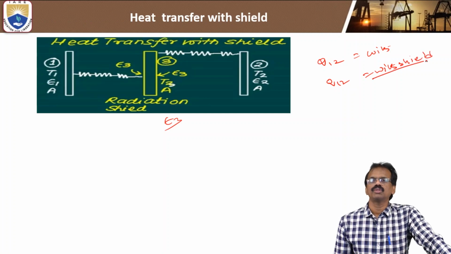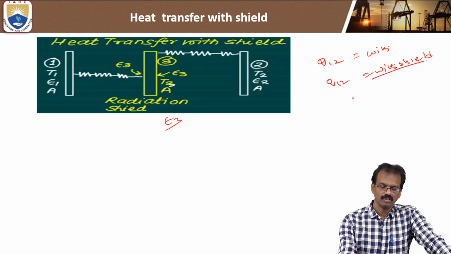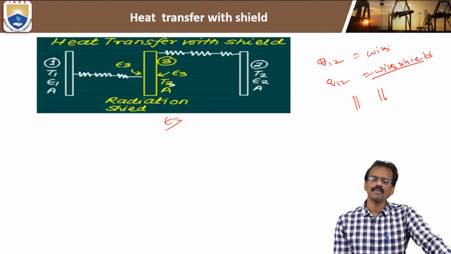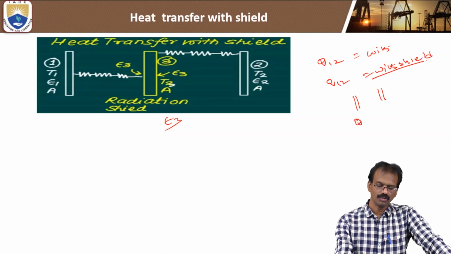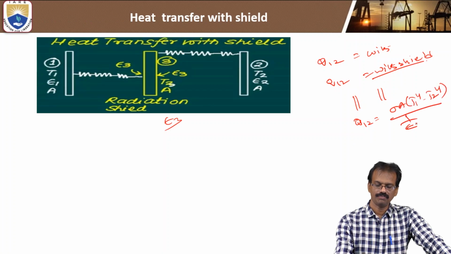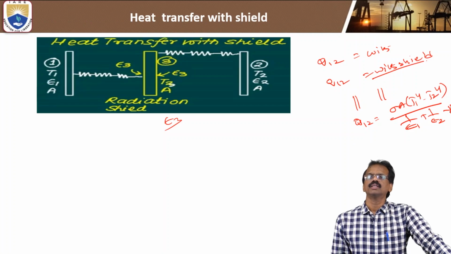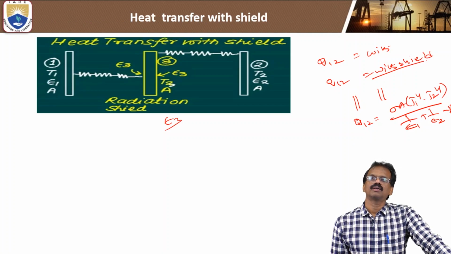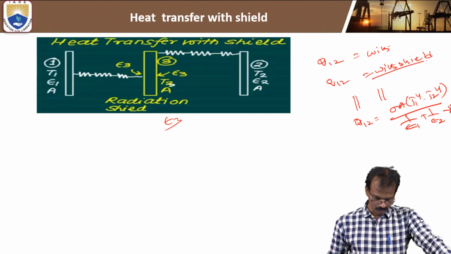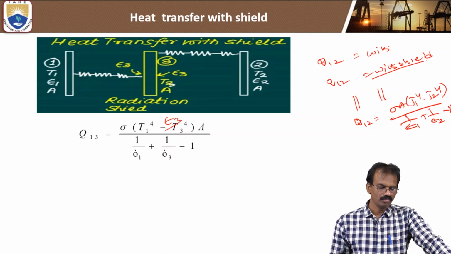Without a shield, we know the formula, the heat transfer between the two parallel plates. Q12 is equal to sigma A into (T1 to the power of 4 minus T2 to the power of 4) divided by (1 by epsilon 1 plus 1 by epsilon 2 minus 1). This is already derived. Now we'll see what happens if the shield is placed between the two surfaces. The formula will be like this.